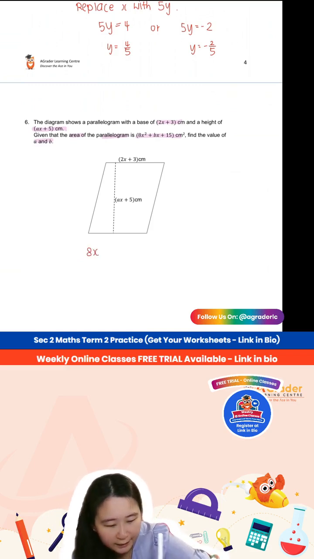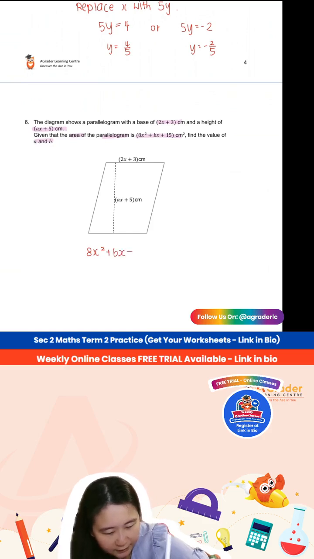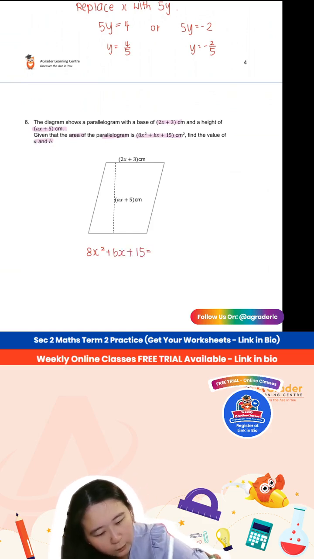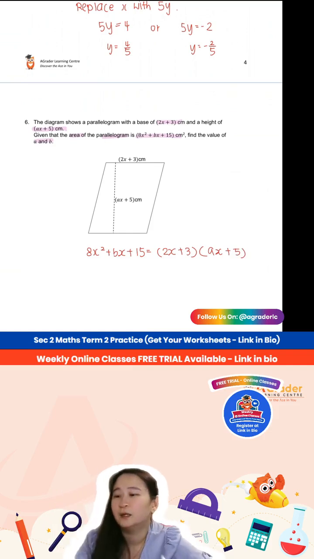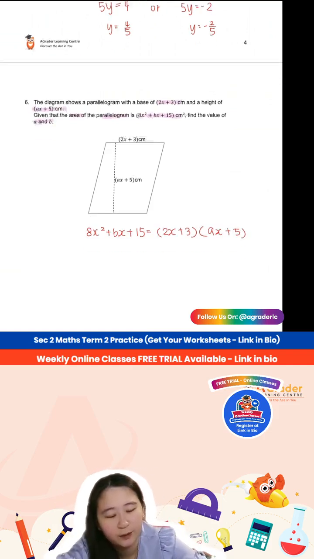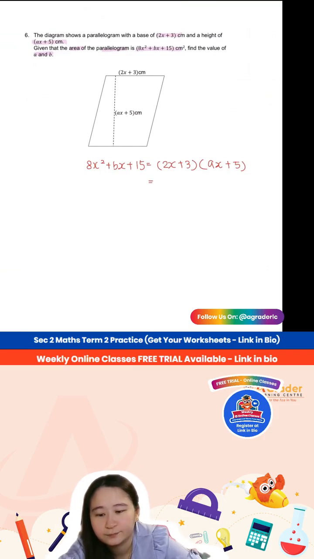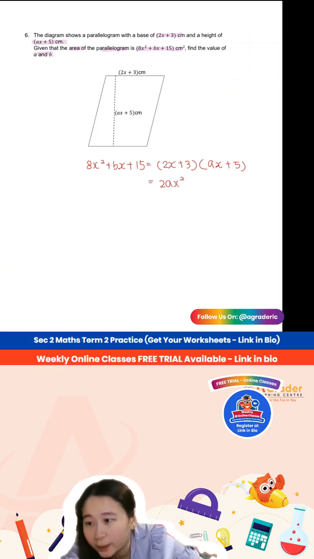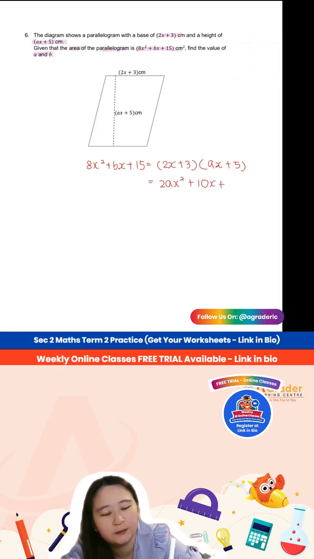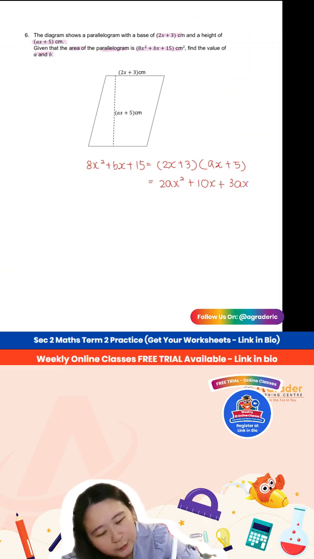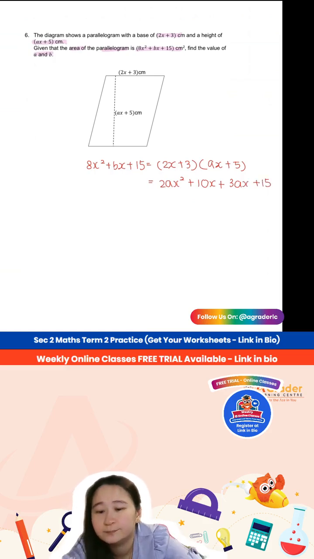ax squared plus bx plus 15 equals the base 2x plus 3 times the height ax plus 5. Okay, so we can expand whatever is on the right. So 2x times ax, we have 2ax squared, plus 2x times 5, so it's 10x, plus 3 times ax, so 3ax, and 3 times 5 is 15.